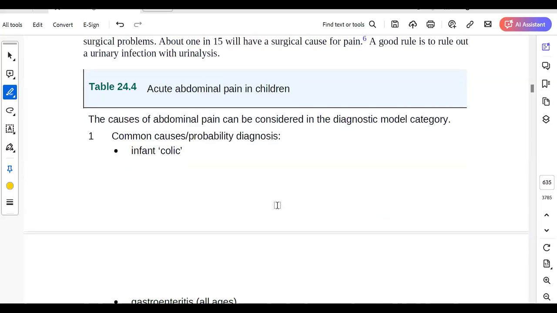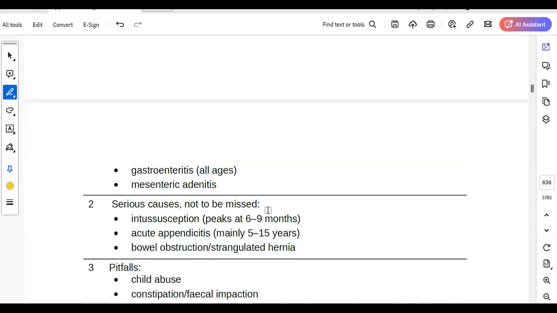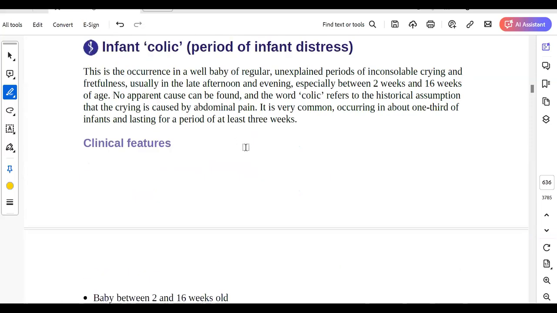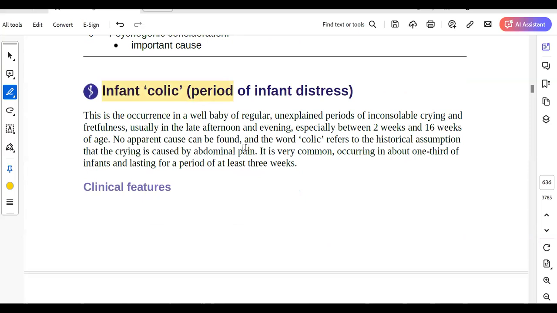Okay, abdominal pain in children. So the common causes are infant colic, gastroenteritis, appendicitis, mesenteric adenitis. What is infant colic? Infant colic is very common. You get this kind of inconsolable crying in a child between 2 weeks to 16 weeks of age.